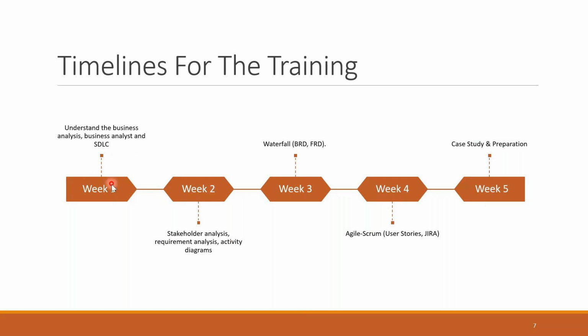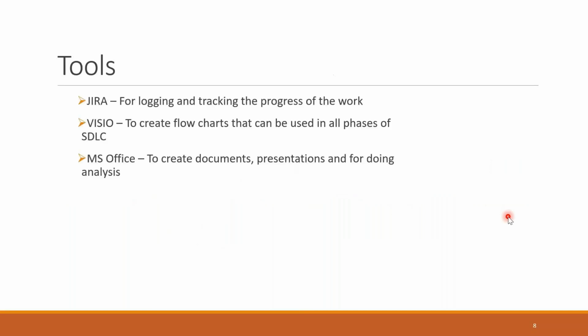But in week one, we try to finish up the business analyst introduction. Week two, we try to do stakeholder risk analysis and activity diagrams. Week three, we cover in detail business requirement documents, how you do them. Week four is completely dedicated towards the agile way of doing work, how you write stories. And then week five will be your case study and preparations.